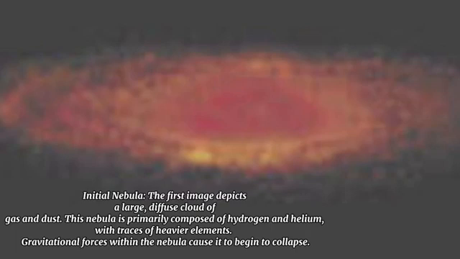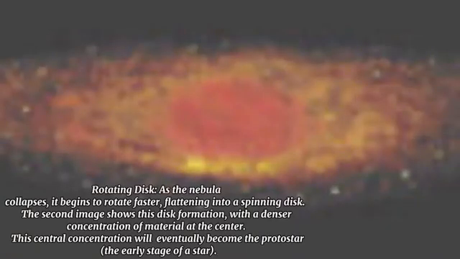Gravitational forces within the nebula cause it to begin to collapse. Rotating disk. As the nebula collapses, it begins to rotate faster, flattening into a spinning disk. The second image shows this disk formation with a denser concentration of material at the center. This central concentration will eventually become the protostar, the early stage of a star.